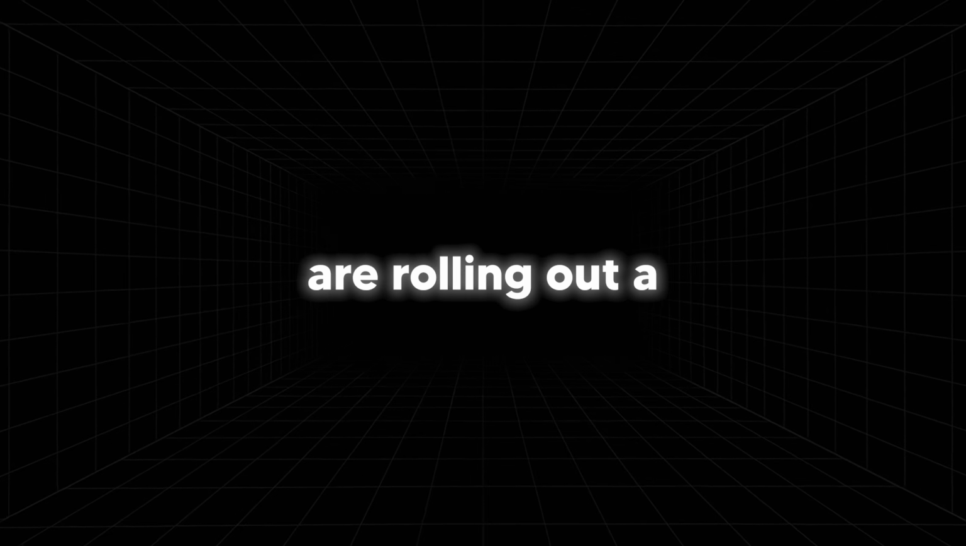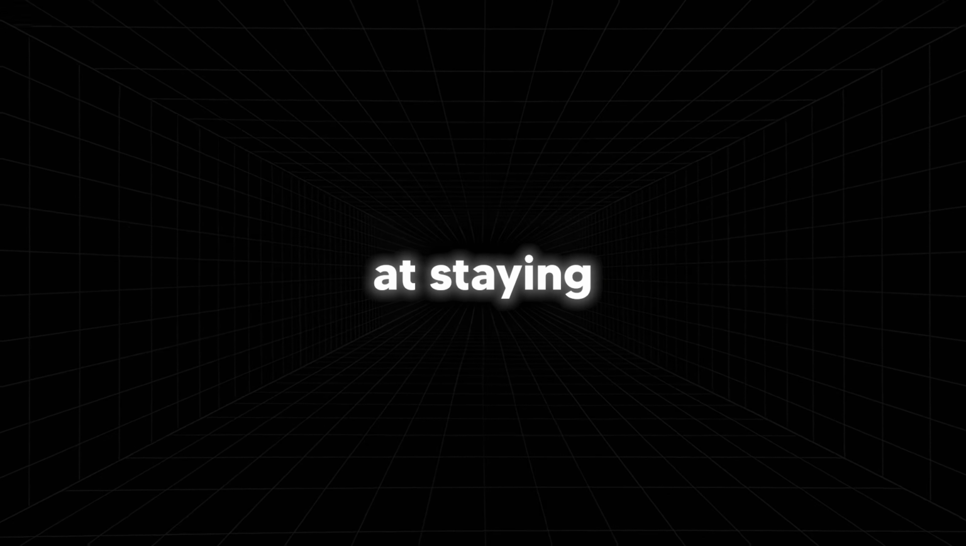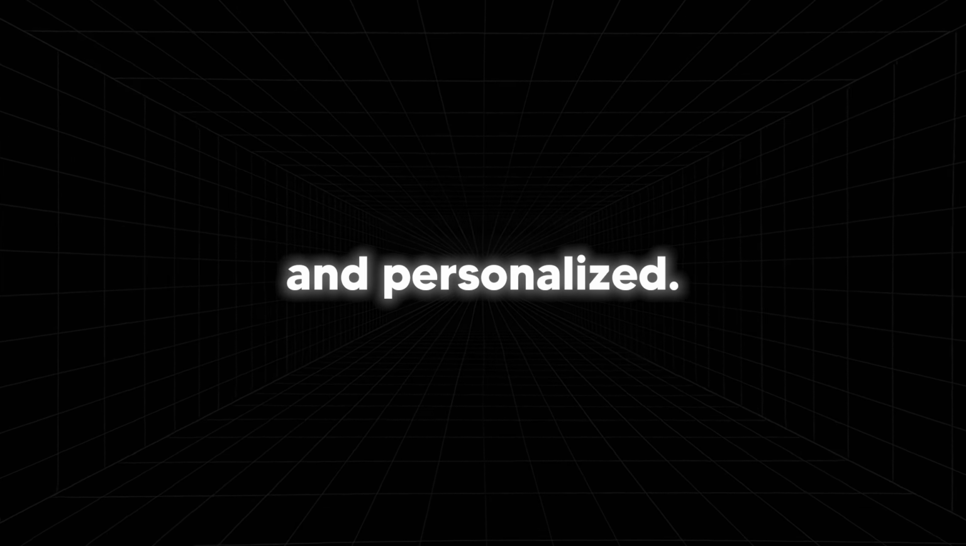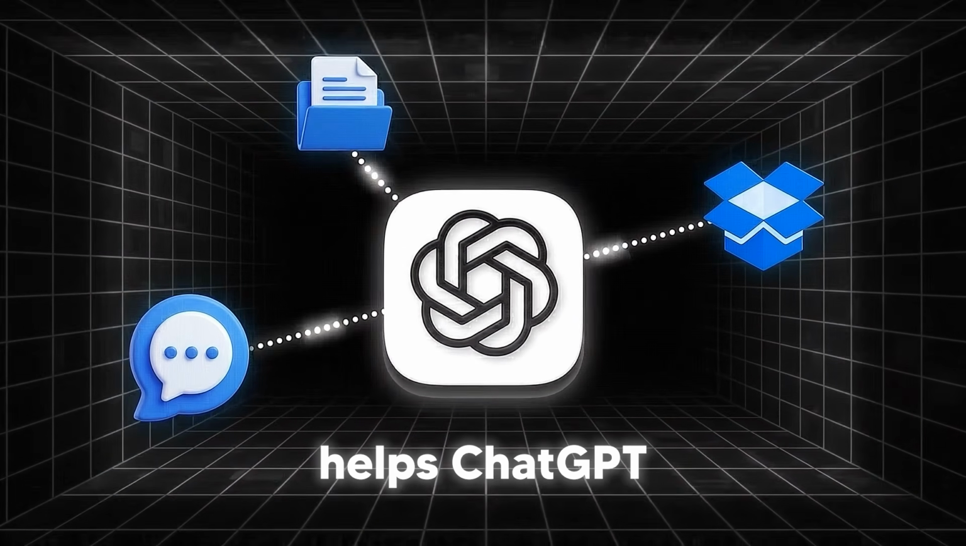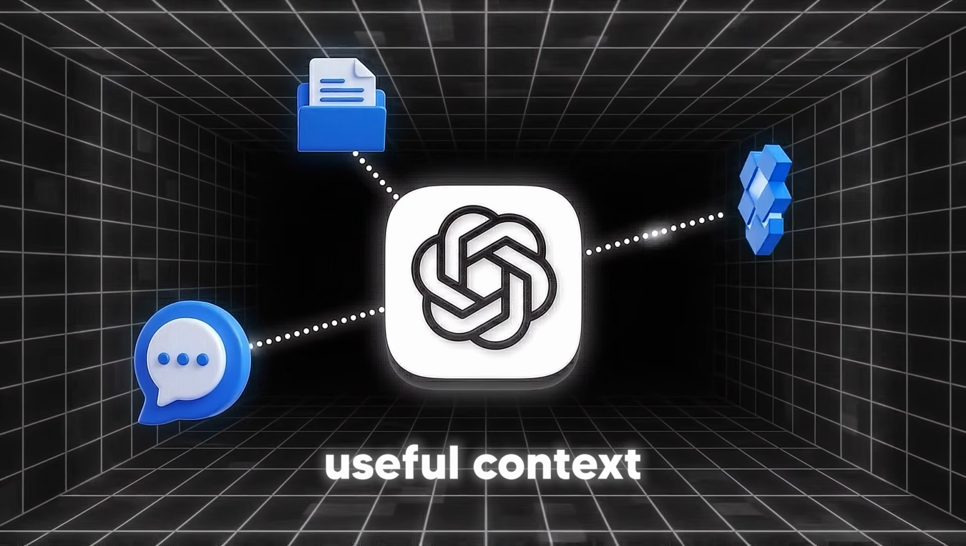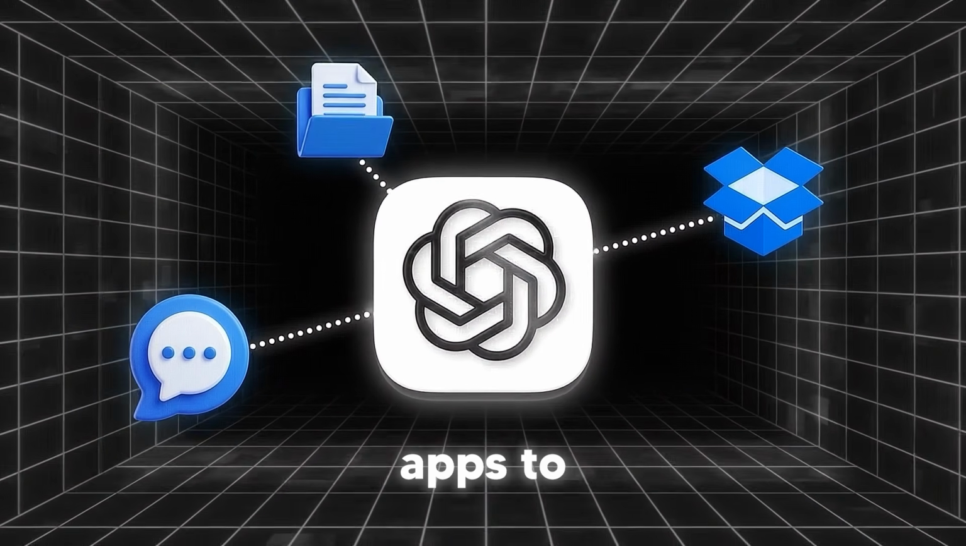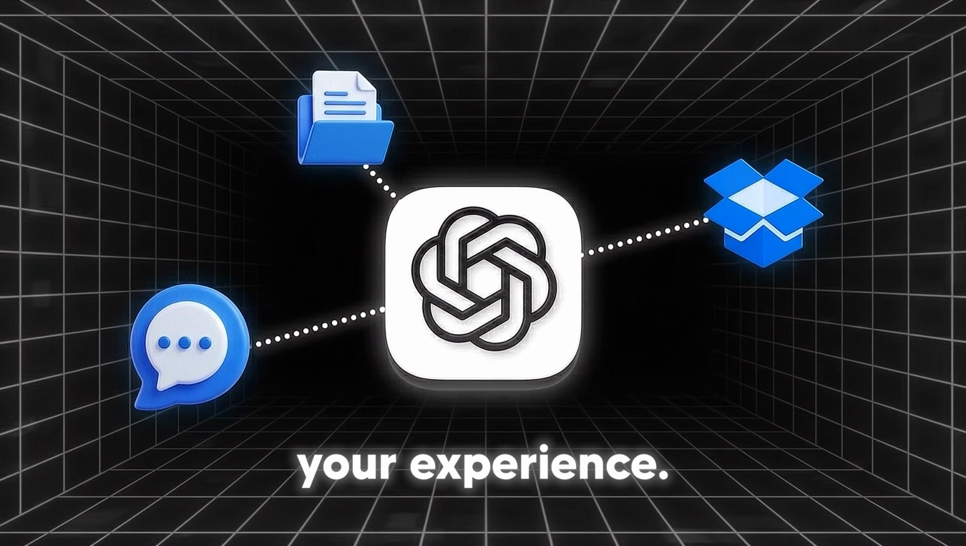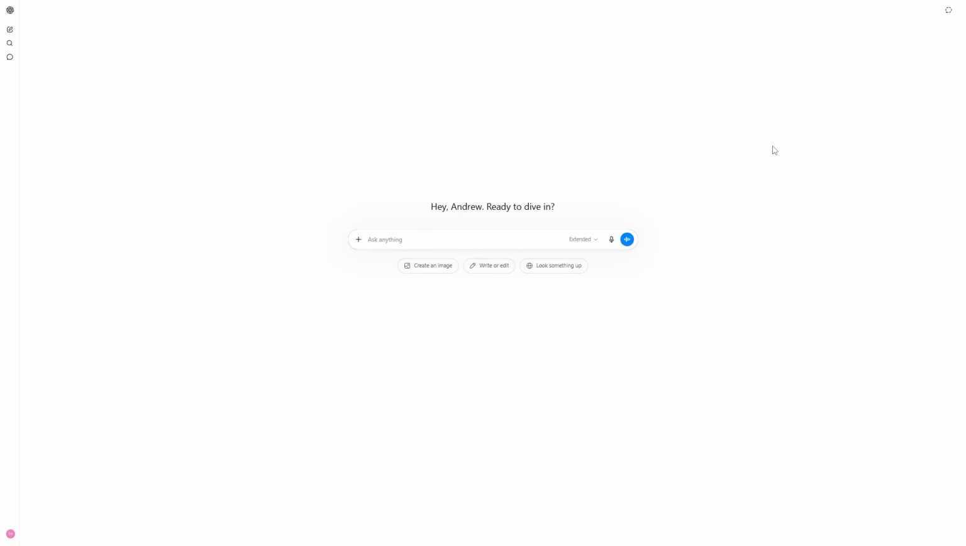So OpenAI are rolling out a new memory system that is better at staying up to date so responses feel more relevant and personalized. Now, when enabled, memory helps ChatGPT automatically remember useful context from your chats, files, and connected apps to help personalize your experience so you won't have to repeat yourself as often.